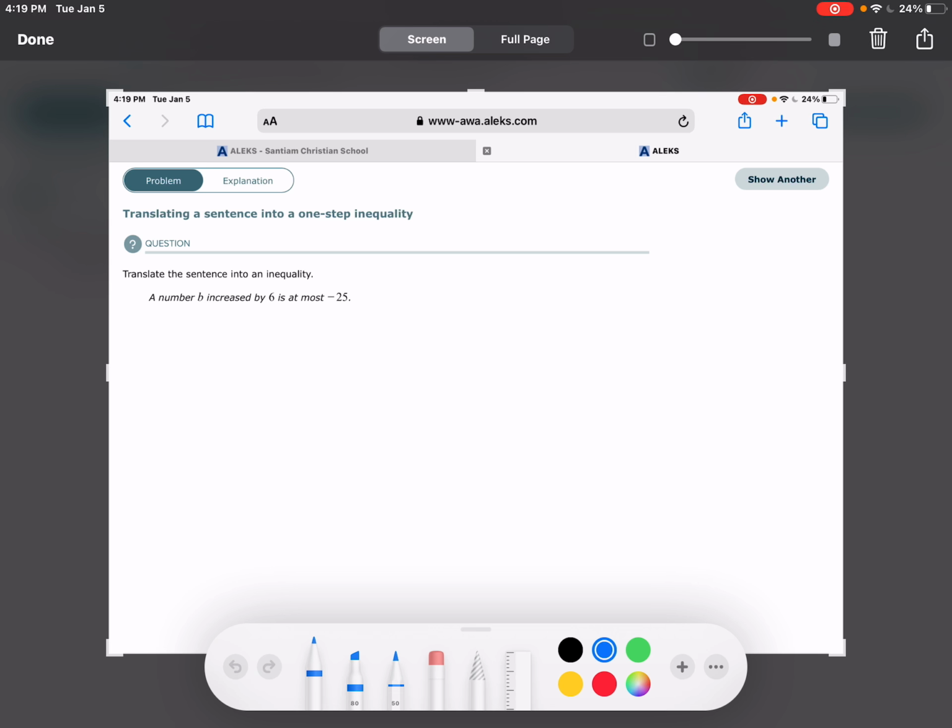So if you had a dog and then you said the number of dogs you had increased by 6, you would mean that you now have 7 dogs, right? You increased it, you added 6. So we're going to start with b, and we're going to increase b by 6.